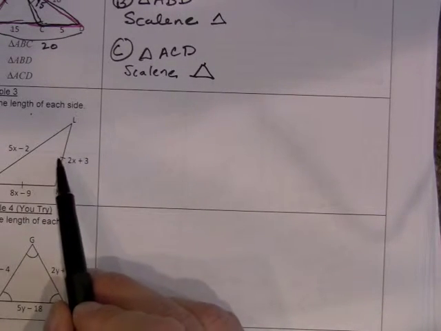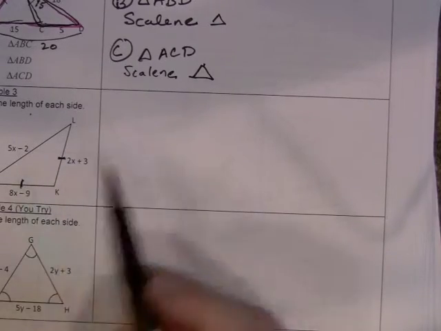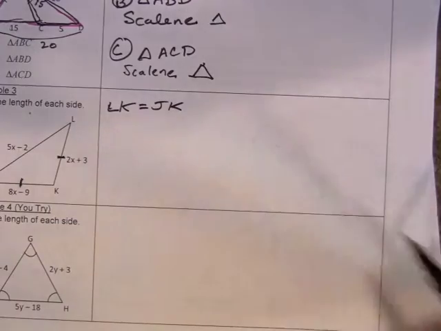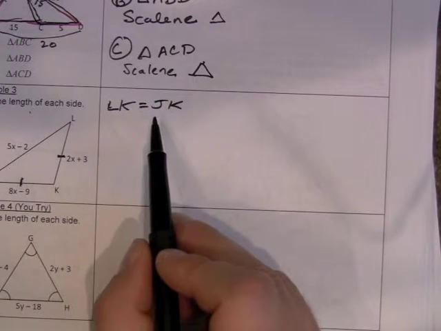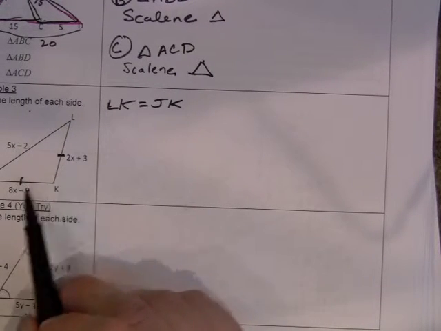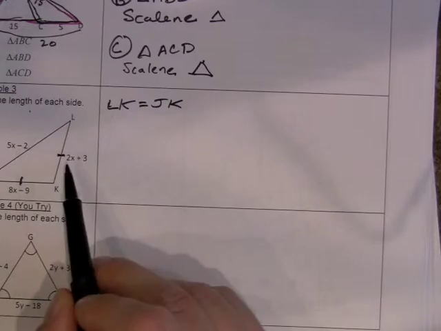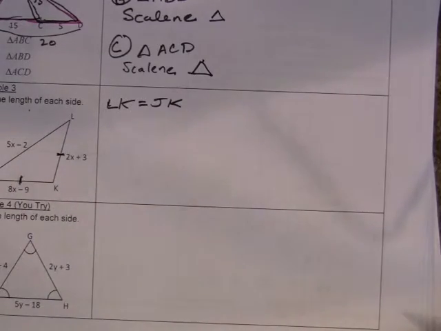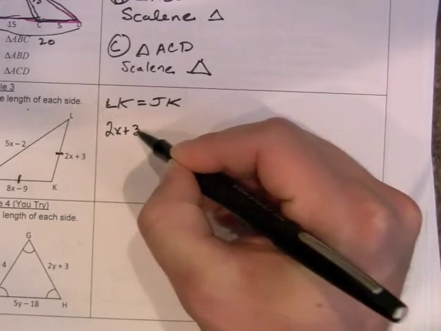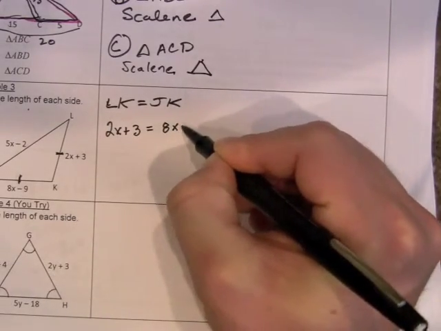Well, you see this slash mark here that tells you that LK is equal to JK. Now, if LK is equal to JK, then I can set these two sides equal, and since they both have the same variable, x, I can solve for x. And once I can solve for x, I can substitute back in to each side. So I can do 2x plus 3 equals 8x minus 9.